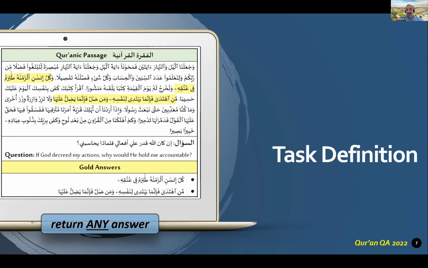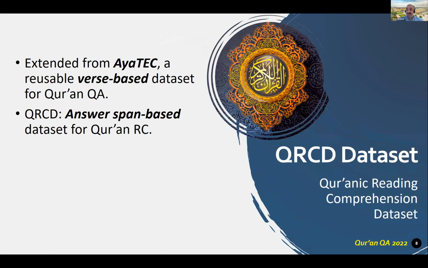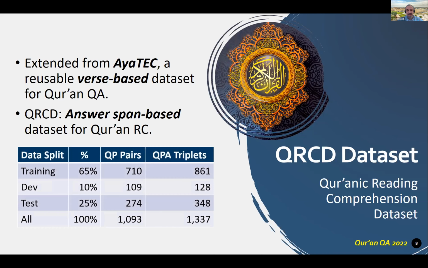We also provided the QRCD dataset, the Quranic Reading Comprehension Dataset, which was built on top of a dataset that we built 2 years ago called Ayatec. Ayatec is a verse-based Qur'an QA dataset. Given some questions, we found all direct answers for these questions in the entire Qur'an. So we extended this work and selected some of the questions, and we extracted the answers from specific passages, and that's the QRCD dataset.